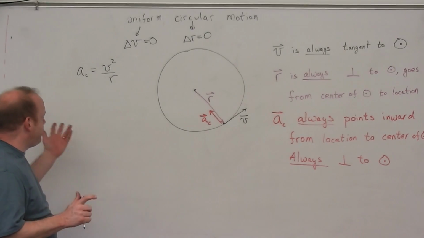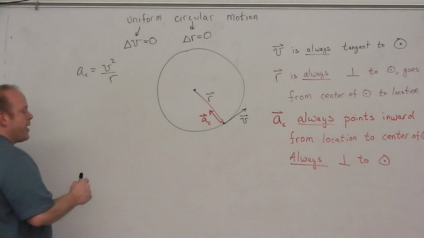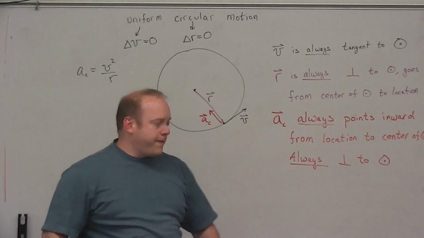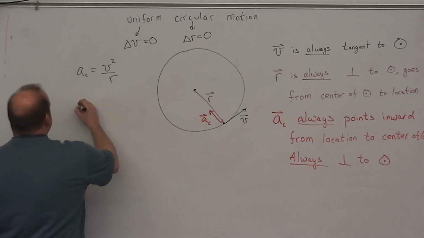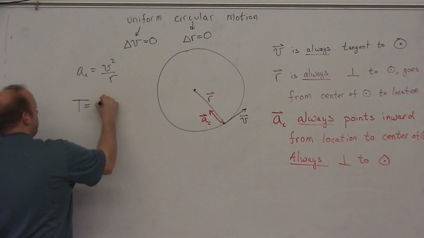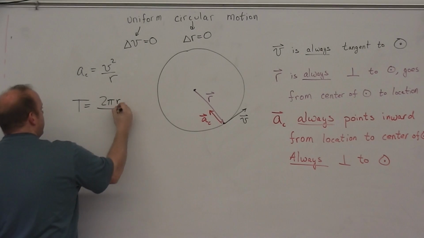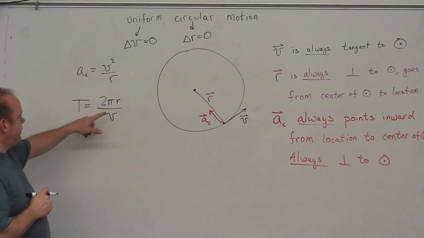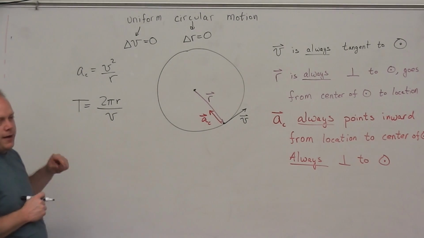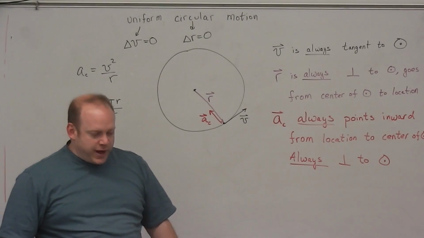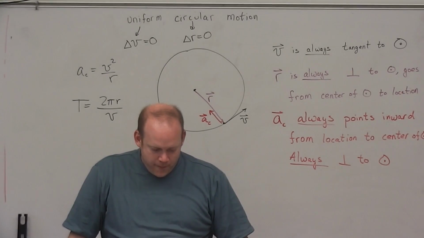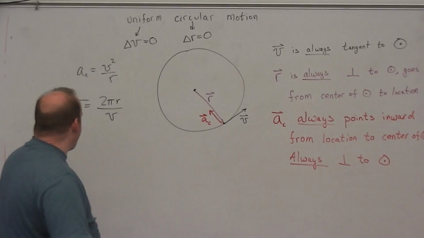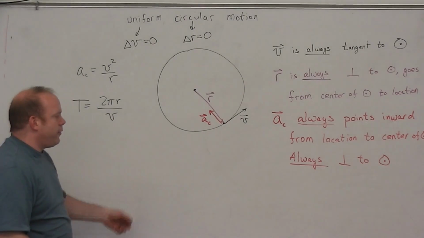The other thing that they point out in this chapter is the period, the time it takes to complete a full circle around. That's going to be the distance, which is 2 pi r, divided by the speed v. So this is really just distance divided by velocity equals time. That's really the equations we're going to take a look at here. We could also take a look at omega, but we're going to hold off on that for a little bit.